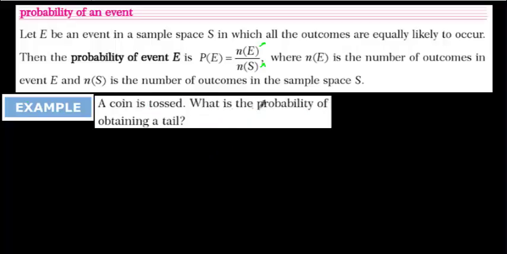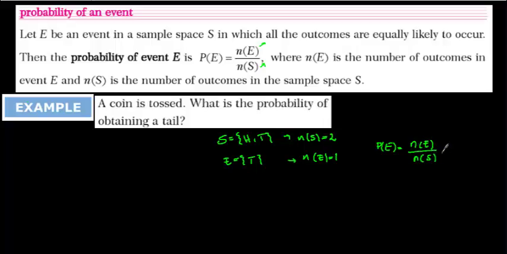A coin is tossed. What is the probability of obtaining tail? You know, when we toss the coin, there are two possible cases, head and tail. So the sample space is going to be head or tail. This is the number of elements in the sample space, which is equal to 2, and they are asking for the event of obtaining tail. So the number of elements in the event is equal to 1. So the probability of the event is going to be the number of elements in the event over the number of elements in the sample space, which is equal to 1 over 2. Okay, this is the probability of the event.